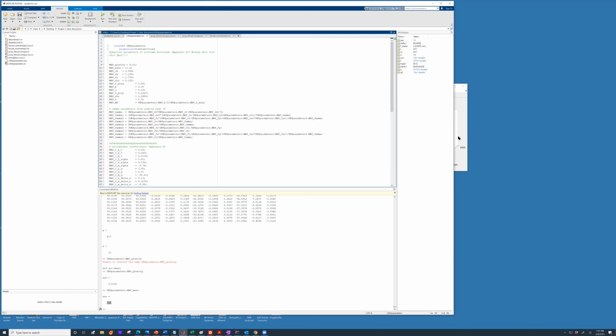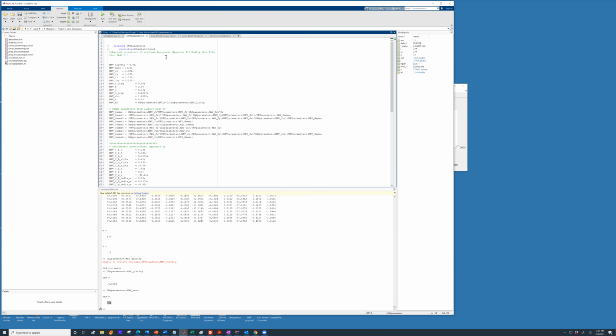Actually, I will answer your question in just a second. I'll answer this question in just a second. So any questions about modification in UAV parameters? I want you to modify this for the Zagi airplane.